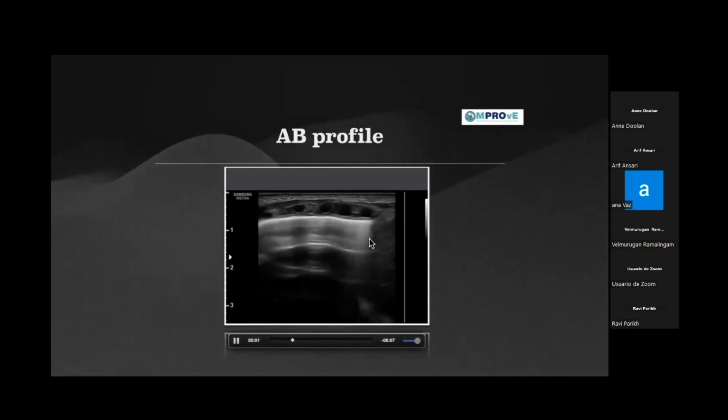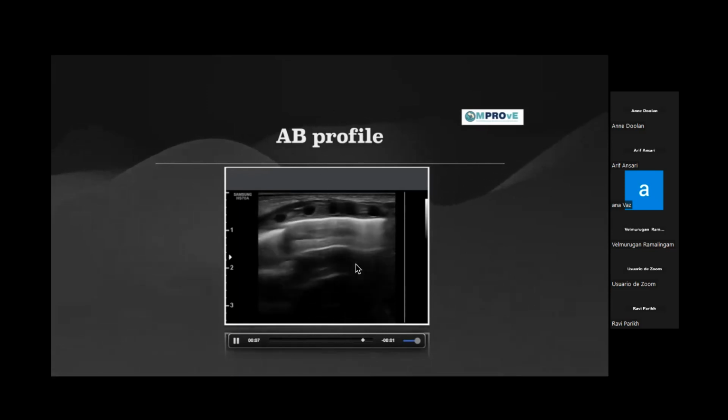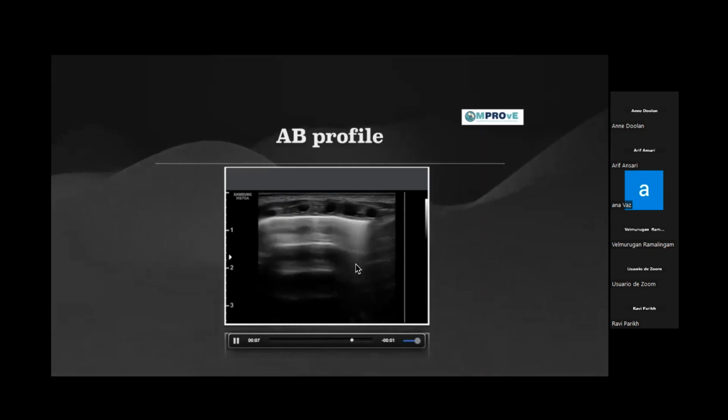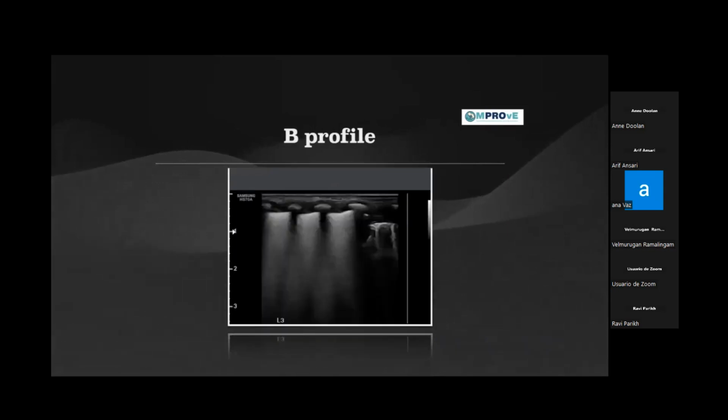But for the sake of understanding here, just know that AB profile is a mixture between a normal A and a normal B profile, if you're seeing both the things on the same segment. But I will not dwell much on the AB profile. Coming to the B profile.